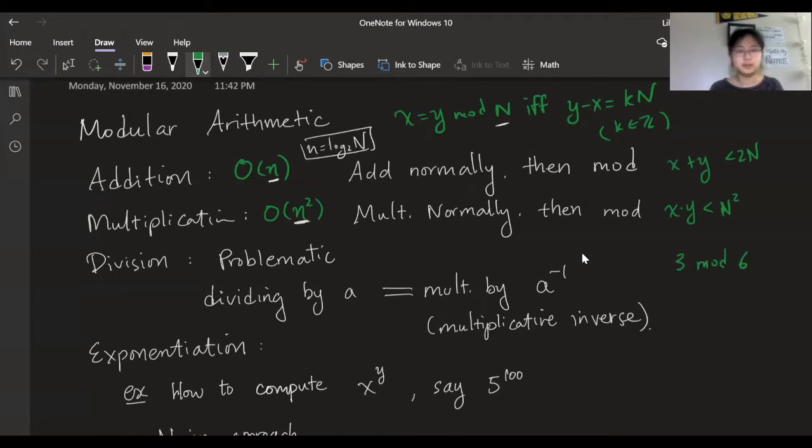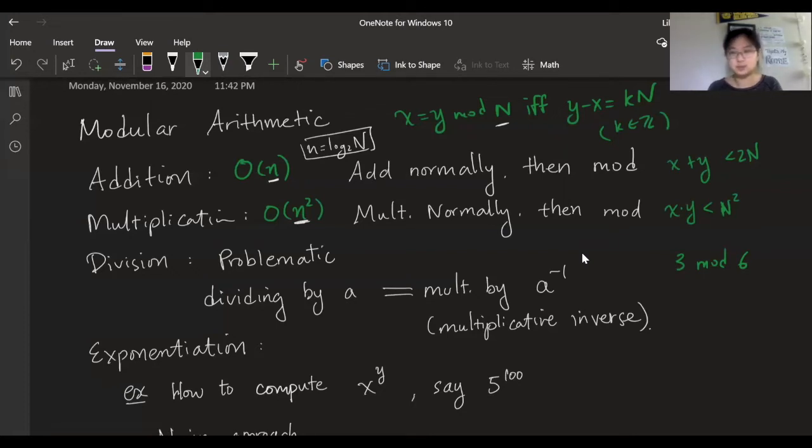And the idea of dividing by a is the same thing as multiplying by a inverse. This is just because we understand multiplication really well. We already know how to multiply. We already know how to execute multiplication. So we want to formulate division as a byproduct of multiplication. So dividing by a is the same thing as multiplying by a inverse.